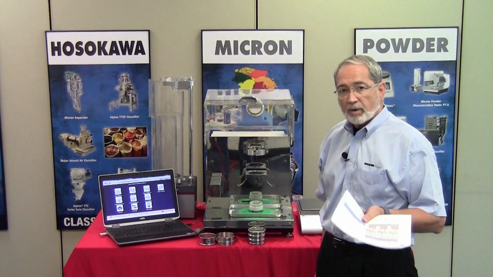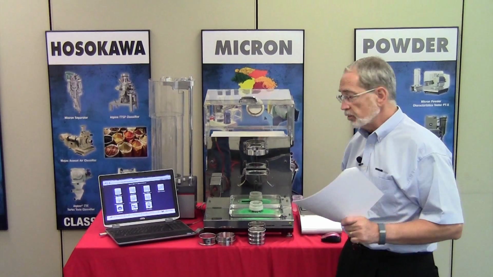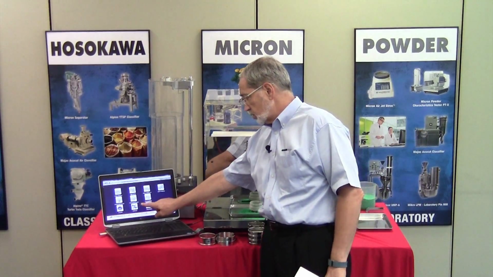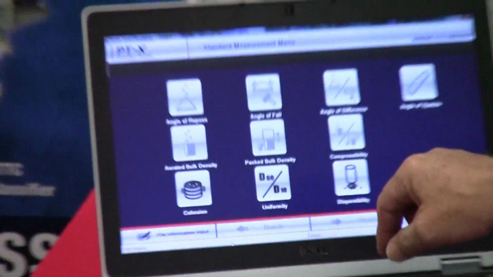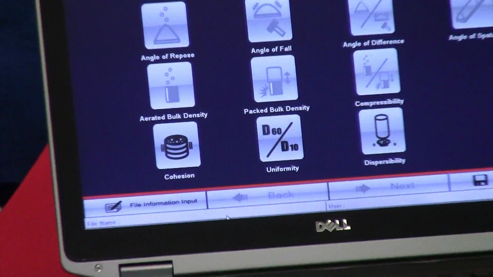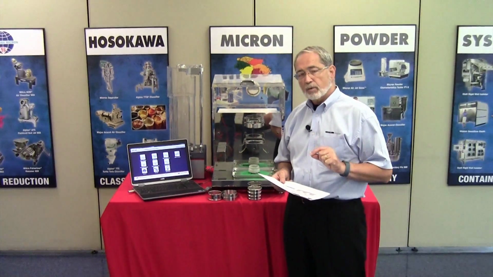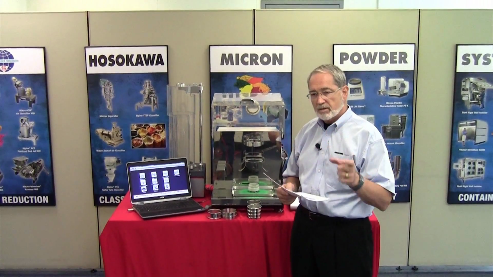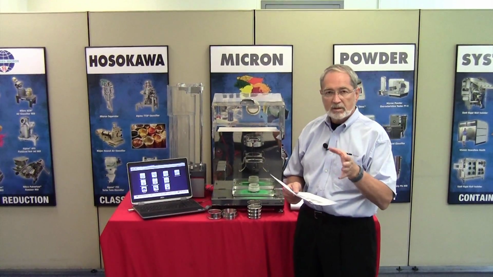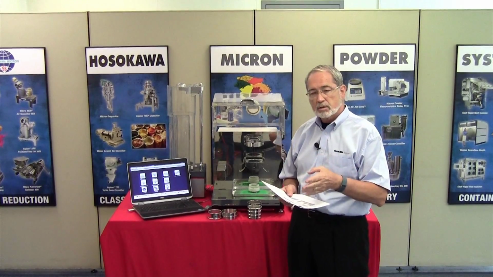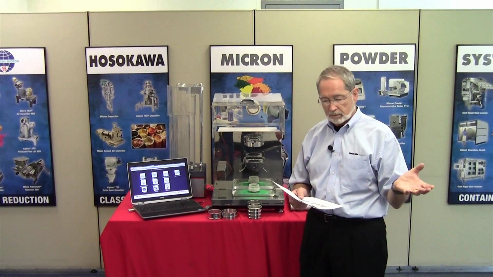Test methods performed by the powder characteristics tester include cohesion, uniformity, and dispersibility. I'll talk about uniformity first because that may be the bulk test that's used for a number of powders.